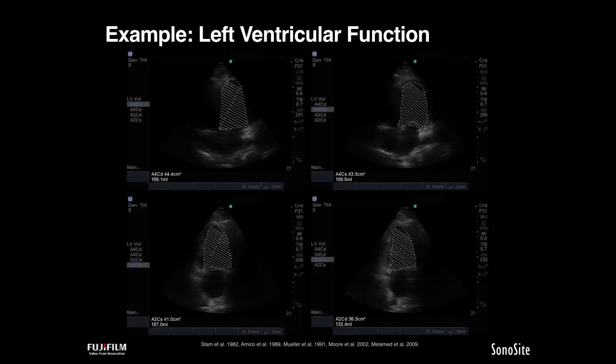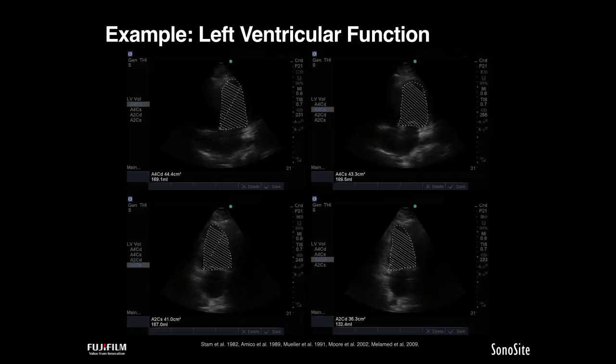So 4 views, 4 measurements, detailed tracings of the LV cavity can be done at the point of care, and this will give you an exact number, which is very appealing, as we will discuss soon. However, this exact number is of little value in many cases clinically when trying to decipher whether the shock is cardiogenic or not, for instance, as this exact number, as we know in many cases, can be misleading.